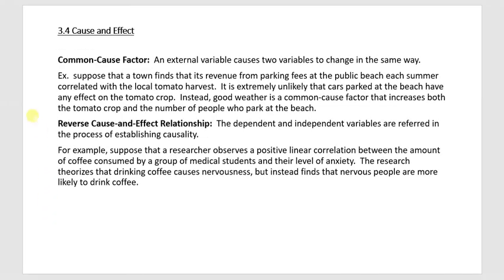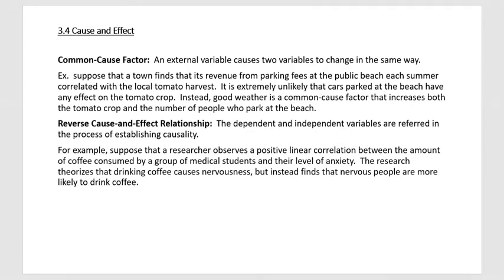Now there's something called a common cause factor. This is when an external variable causes two variables to change in the same way. So suppose that a town finds that its revenue from parking fees at the public beach each summer is correlated with the local tomato harvest. Here's the thing, people aren't going to the beach because the harvest is good, and there's not a good harvest because people are going to the beach.